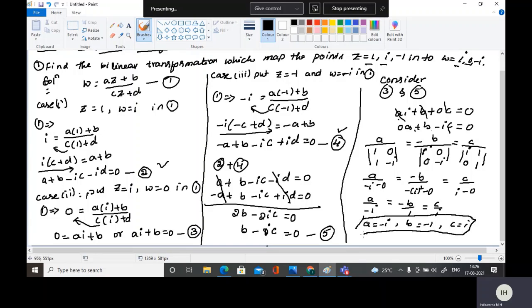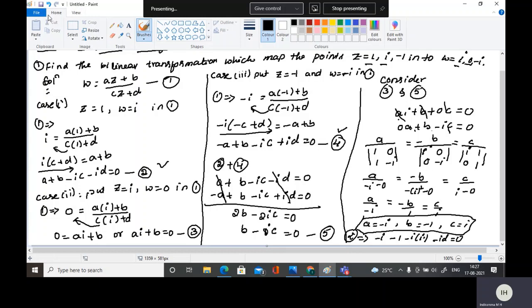So now we got the values of A, B and C. So we should find the value of D. How to find the value of D? We can substitute either in equation 2 or in equation 4. If you substitute A, B and C, you can get the value of D. Okay. Now I am going to substitute in equation 2. So equation 2 becomes A is minus I plus B is minus 1 plus of minus 1 is minus 1 minus I into C is I minus ID is equal to 0. So what we got? So minus I minus, here I into I square is minus 1, minus 1 means minus into minus plus 1. Plus 1 minus 1 cancelled. So what we got, minus I minus ID equal to 0.